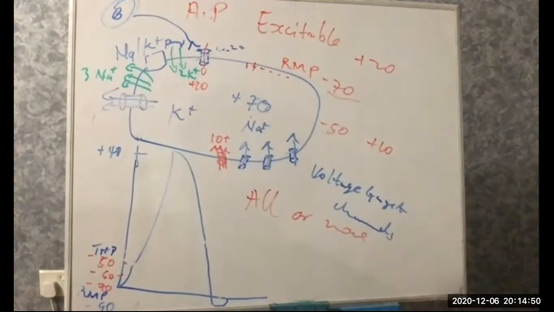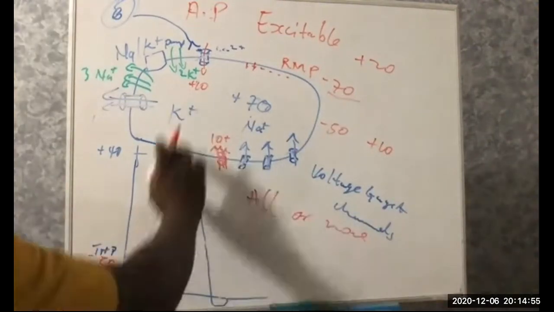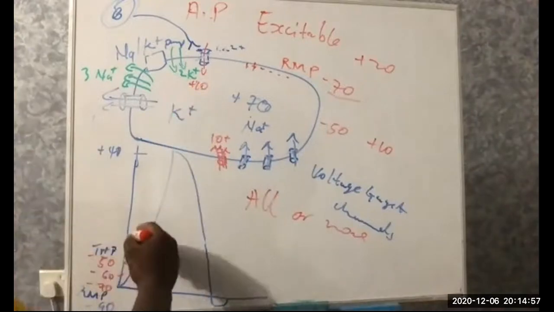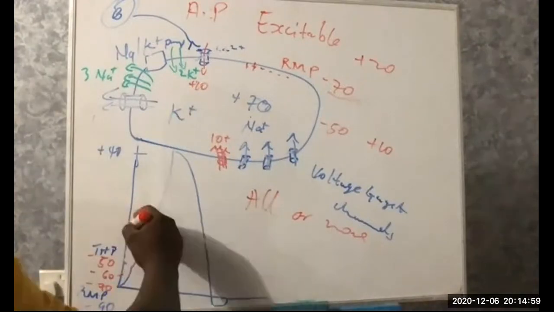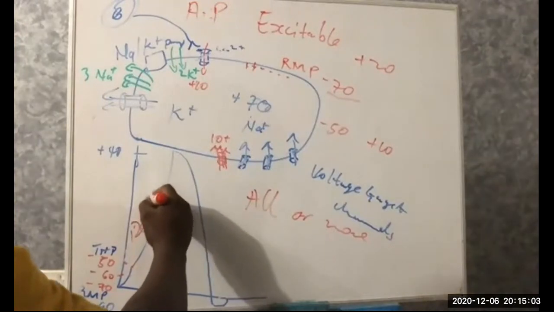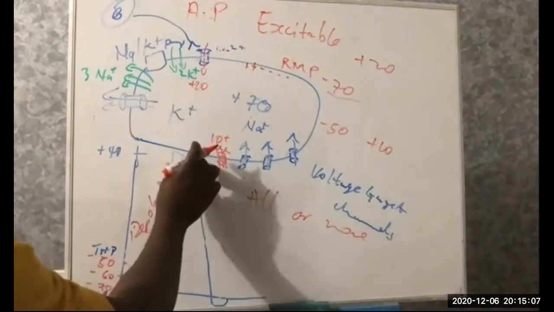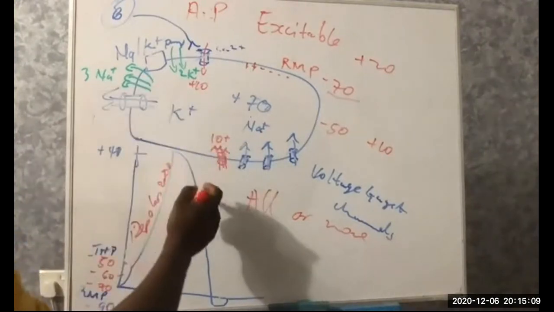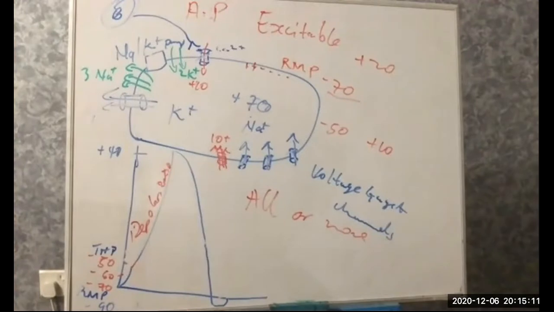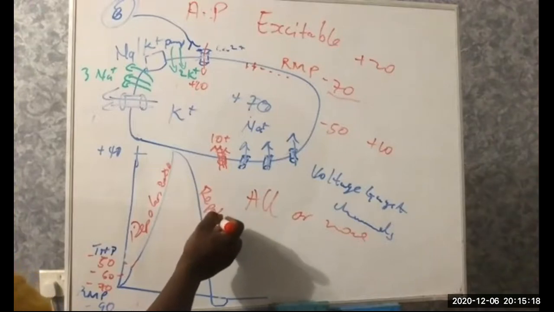Okay? So this is the action potential graph. Once you are climbing, we call it what? Depolarization. Depolarization. Okay? But when the potassium starts leaving and you are coming back to the resting membrane potential, we call it repolarization.